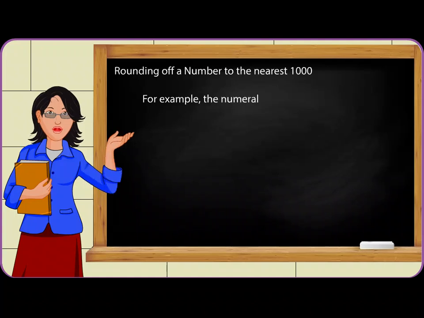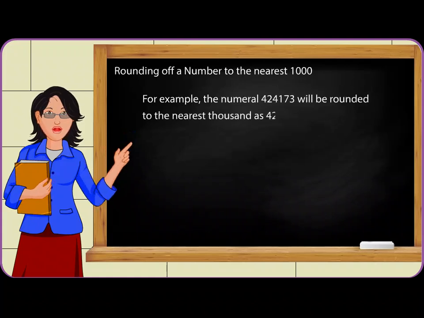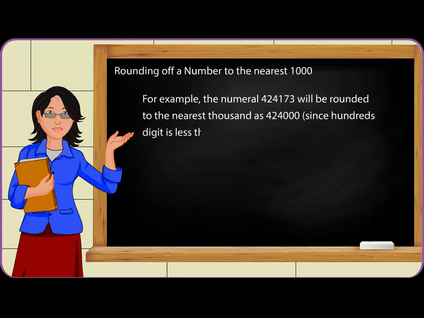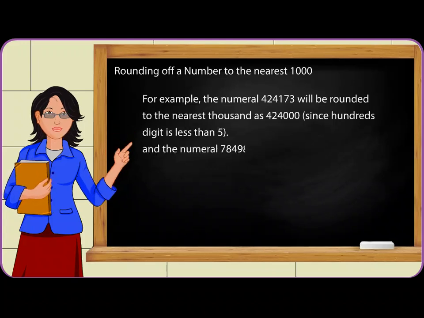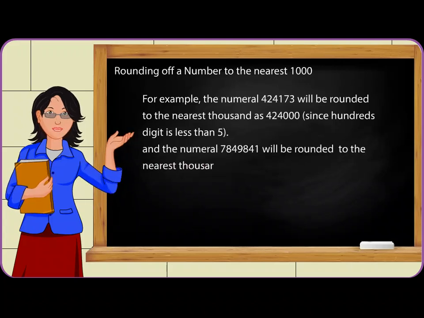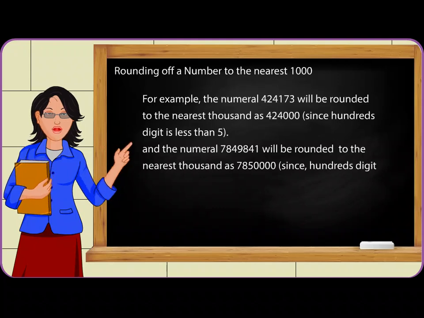For example, the numeral 4,24,173 will be rounded to the nearest 1000 as 4,24,000, since hundreds digit is less than 5. And the numeral 78,49,841 will be rounded to the nearest 1000 as 78,50,000, since hundreds digit is greater than 5.